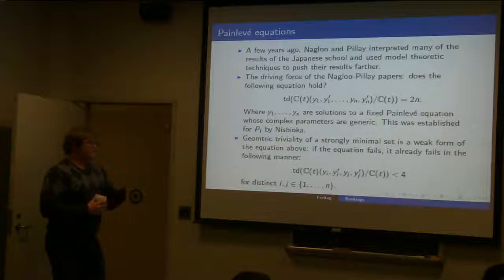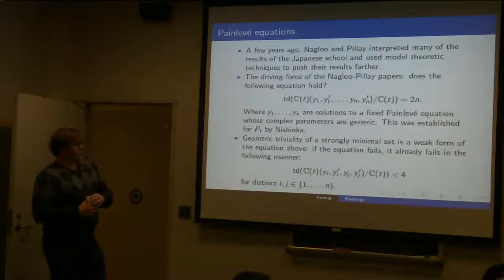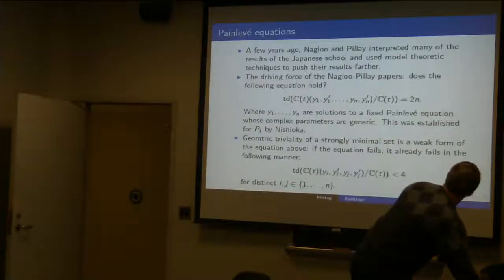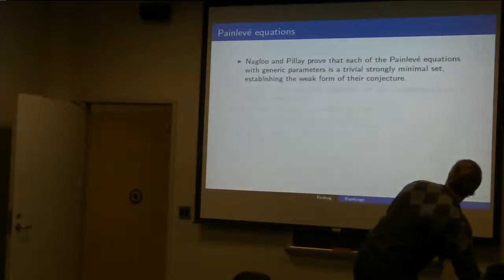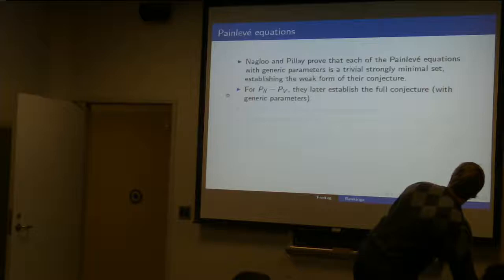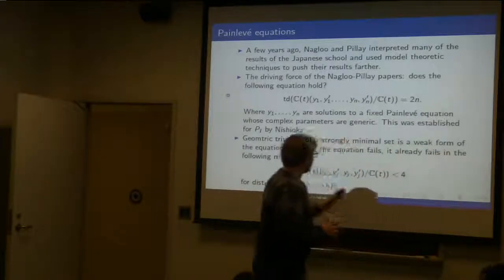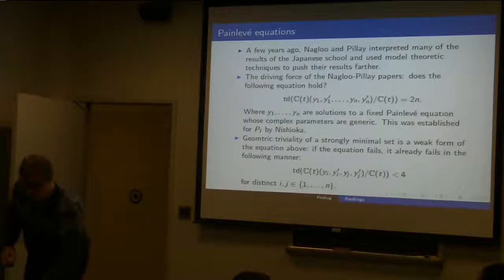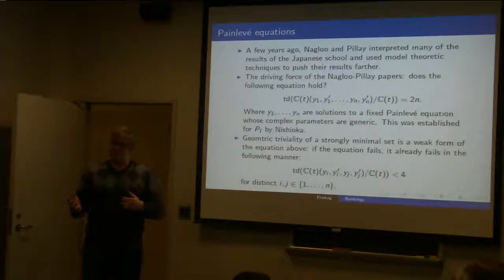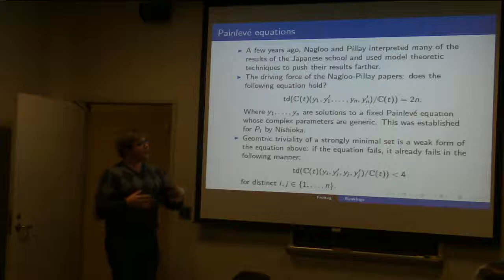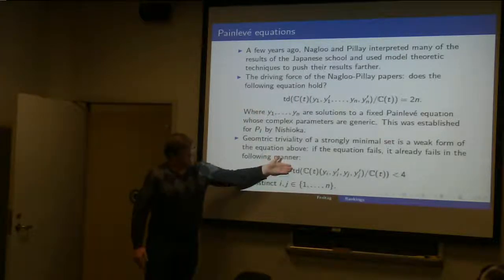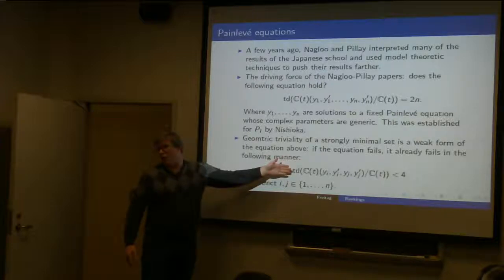So Anand and Rani established geometric triviality first. Is this for every pair or just for some pair? If it fails for some pair. Yeah, so we're saying, sorry, a strongly minimal set is geometrically trivial if whenever this equation does not hold, then this inequality must be the reason why. This inequality must hold for some pair.